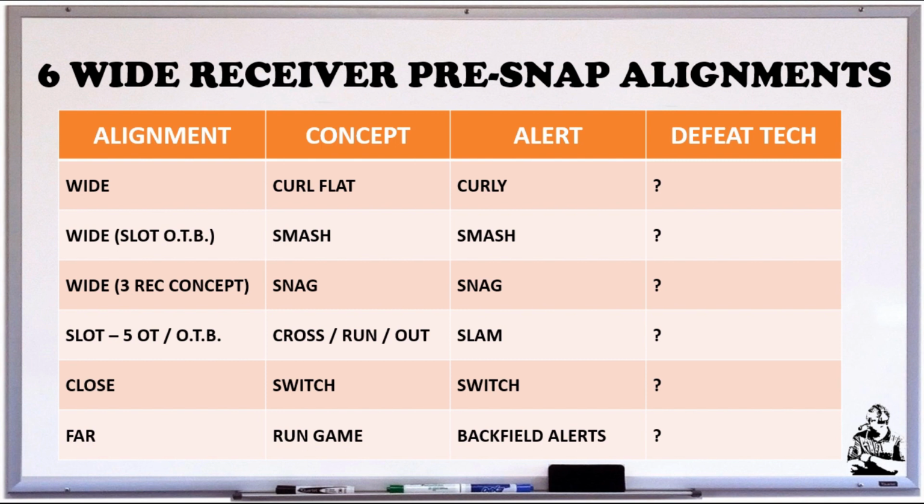The very first 2 we're going to talk about, and the reason I said 2 is because in the next slide, you'll see I'm going to split the field in half and work both sides just for time constraints. All right? So the very first one we're going to talk about is wide. If the wide receivers line up wide, and I'll explain that in a second, we're going to anticipate the concept to be curl flat. Our alert to that is curly.